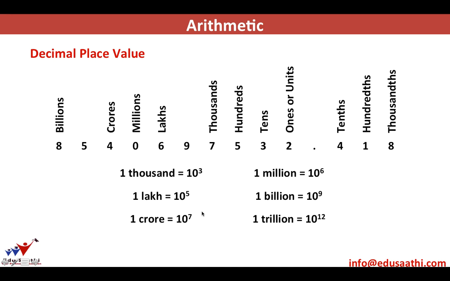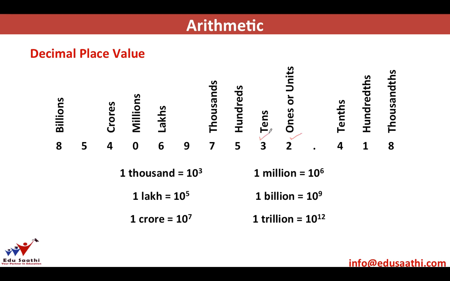Now let's come to a very important part, which is decimal place value. Let's take a number 854.0697532.418. Now every digit has a place value associated with it. If I look at the numbers before the decimal and after the decimal, and start with before the decimal, the last digit is known as the ones or units digit.